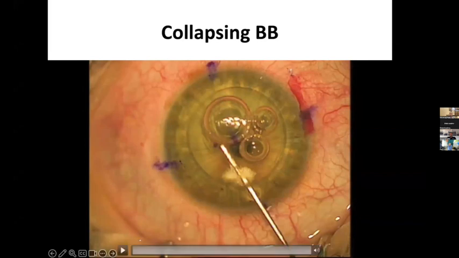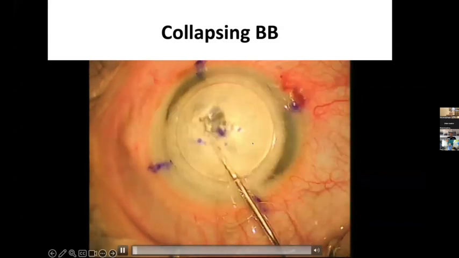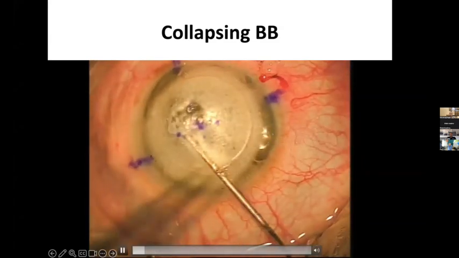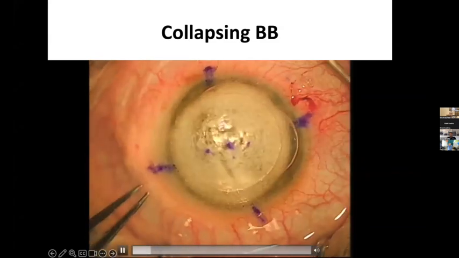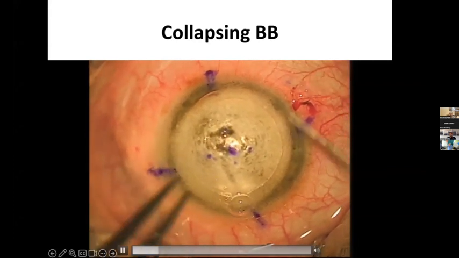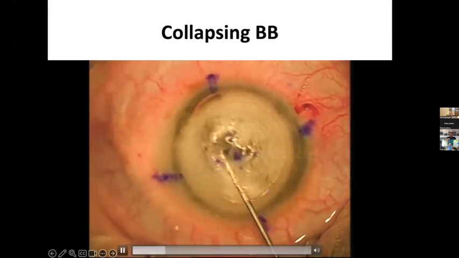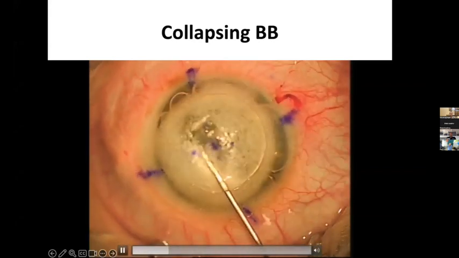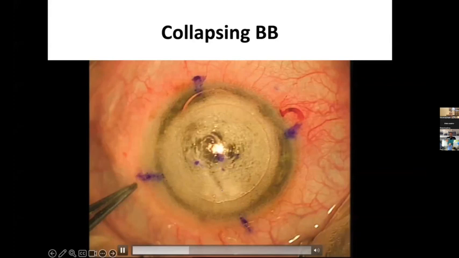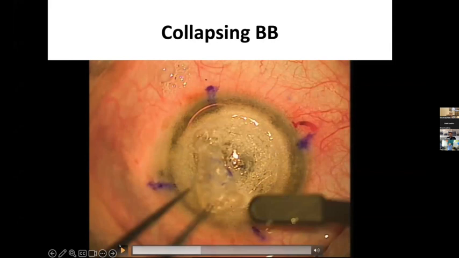So this is a collapsing bubble. You inject air and you find that a big bubble is formed, and the air in the AC is displaced to the periphery. After you withdraw the cannula, the air returns back to the center, indicating that the bubble collapsed. This collapse may be due to escape of air from the track of the cannula or perforation of Descemet membrane. So what to do in such a case?